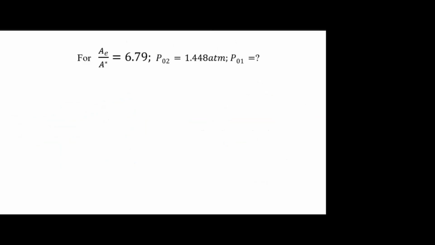And here they have given AE by A star, and they are asking us to find something. P naught 2 is given. You have to find P naught 1. If there are two different stagnation pressures, then there might be the pitot tube. Then there is a shock. Then how to find it?